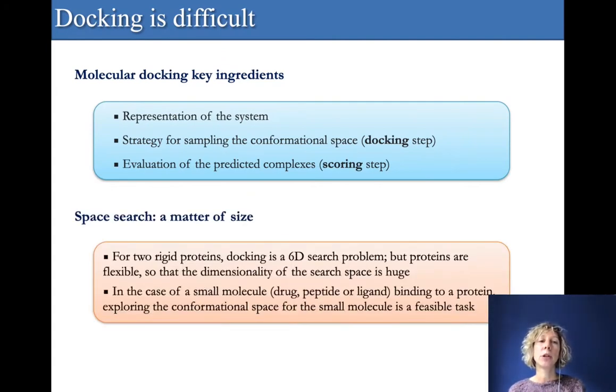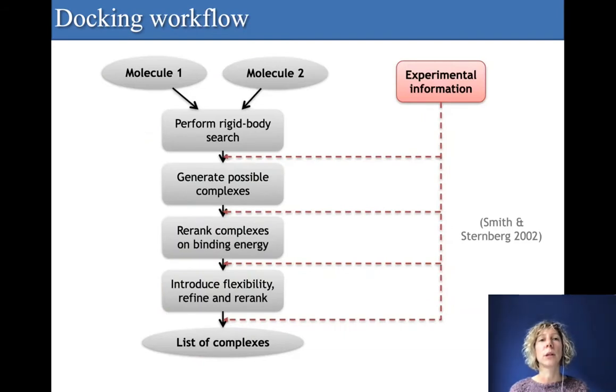So the space search is a matter of size. For two rigid proteins, not accounting for conformational changes, docking in itself is a 6-dimensional search problem. But as we said, proteins are flexible, so if we consider this flexibility, we completely explode the search space. In the case of a small molecule binding to a protein, exploring the full conformational space of that small molecule is feasible. But in the case of proteins, it's a bit more complex.